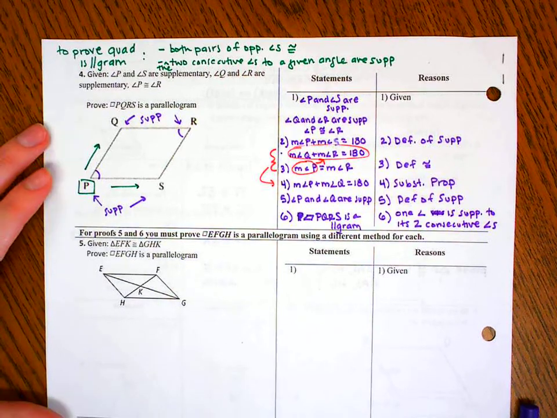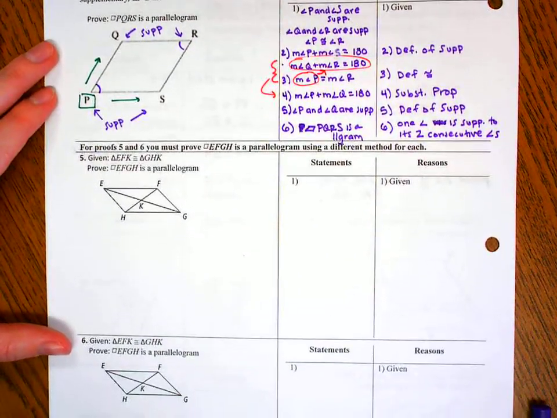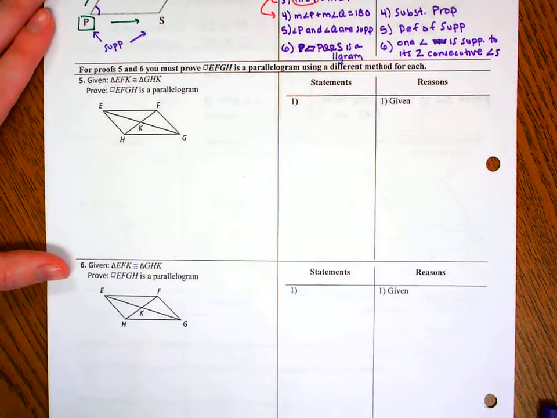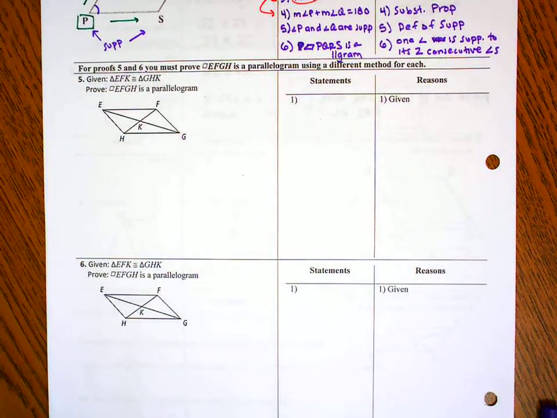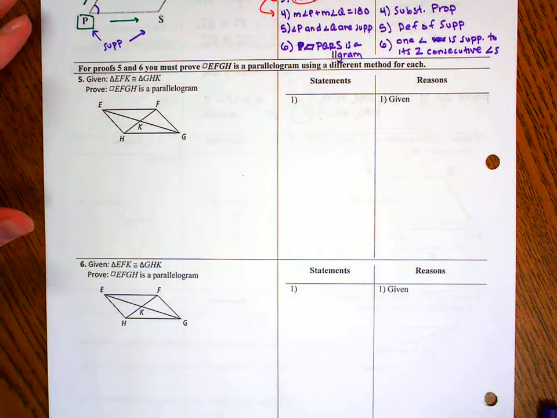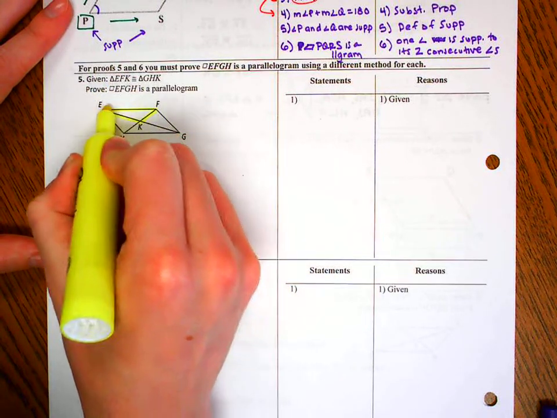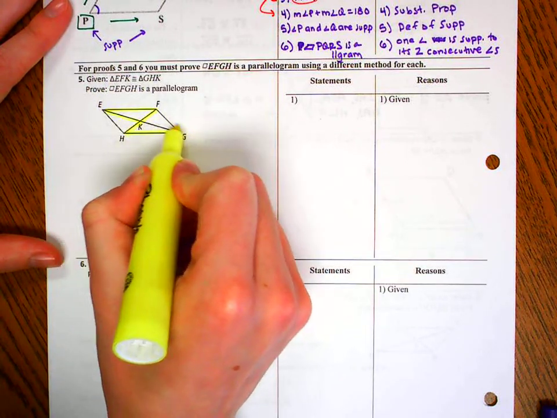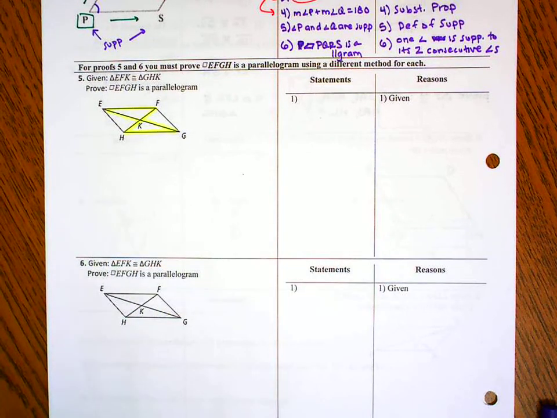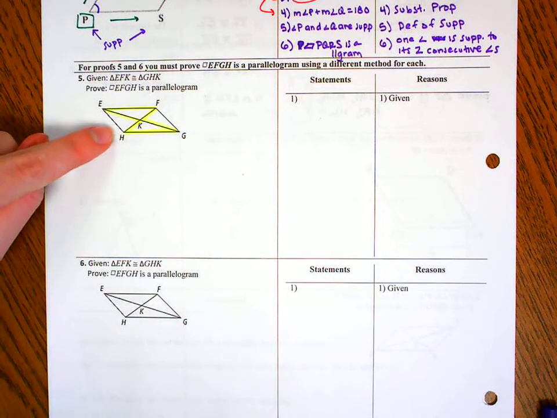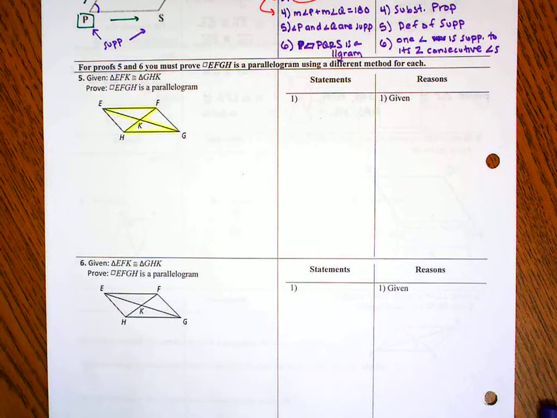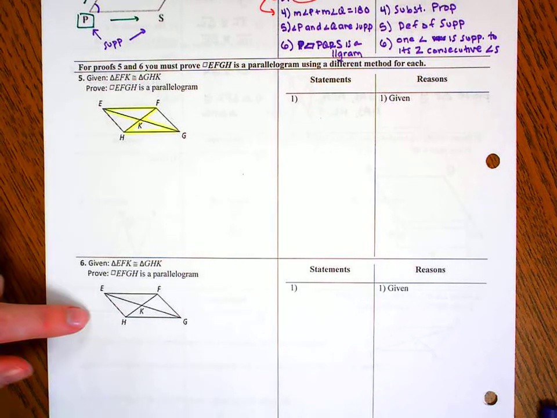Let me explain what we want for 5 and 6 really fast. It says for proofs 5 and 6, you must prove that this shape is a parallelogram using a different method. So in both cases, we're telling you that this is congruent to this. And we want you to use 2 different methods to prove that this is a parallelogram. So in other words, remember, we have 6 ways to prove something is a parallelogram. You need to use 2 different ways, one for here and one for here.